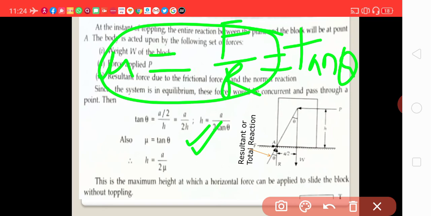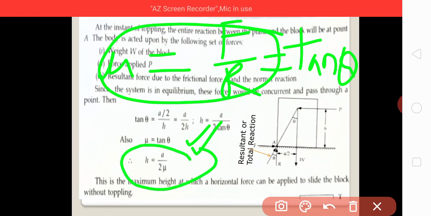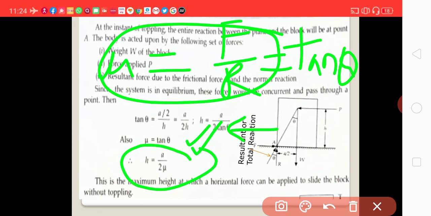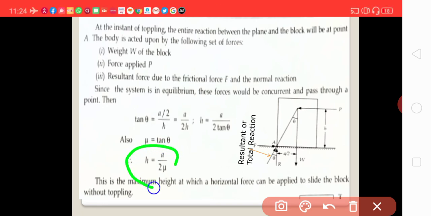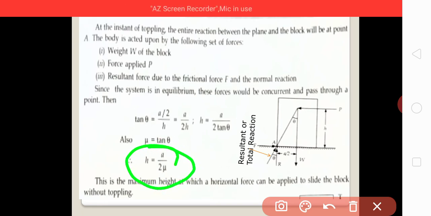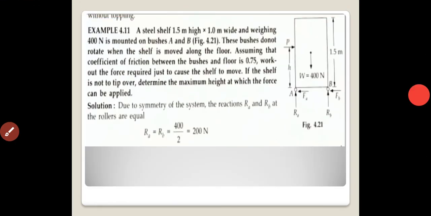So, this is the condition, h should be equal to A upon 2 mu for the block to move without toppling. That is, the height should be equal to A upon 2 mu, so that the block will not topple and it will move in this direction. I think we are clear now. Let us proceed to the next, last problem, I think, in this lecture.